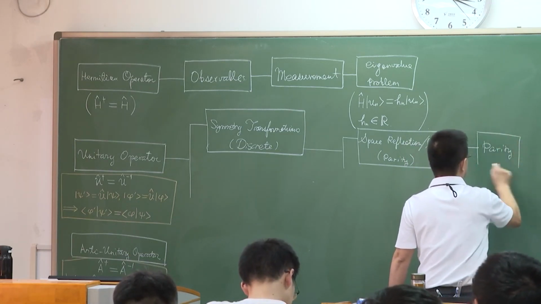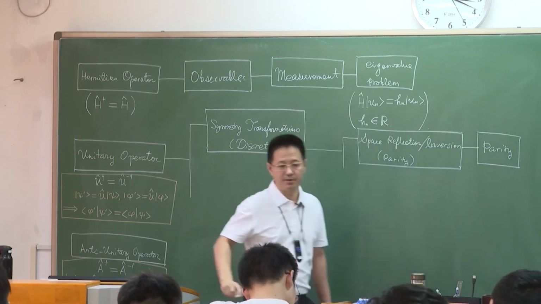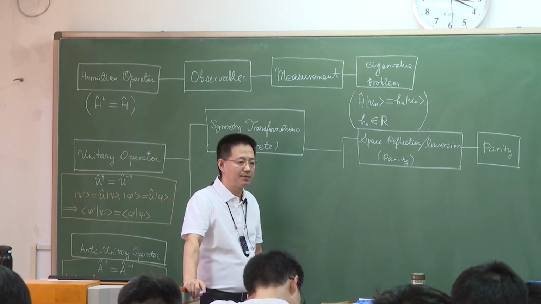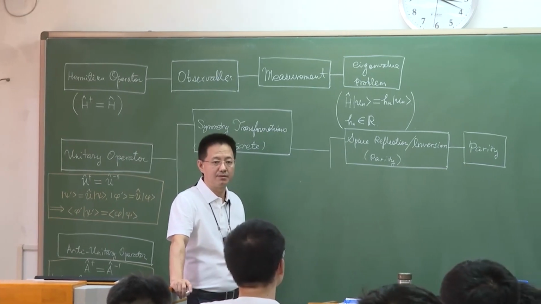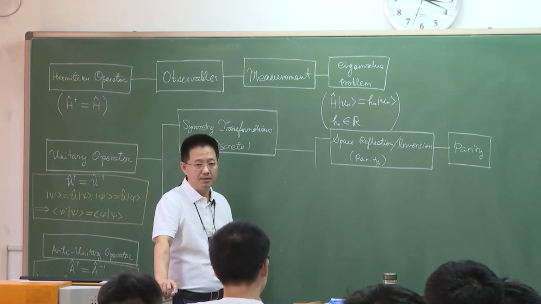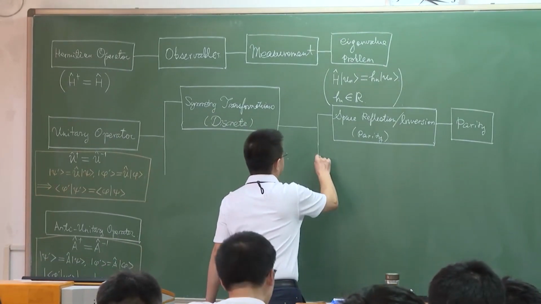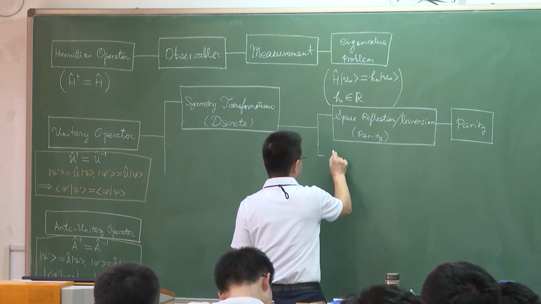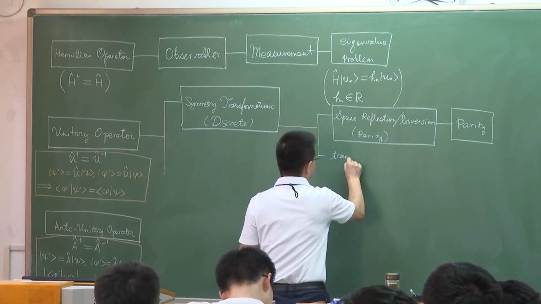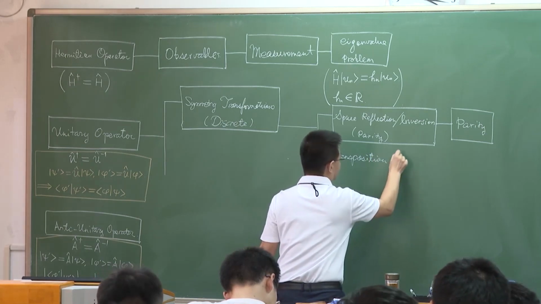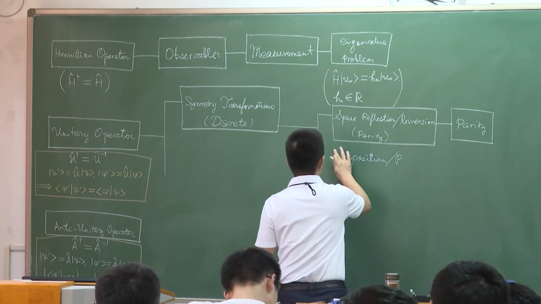Parity is a very, very special thing, and it is only valid in quantum mechanics. You cannot see the conservation of parity in classical mechanics. And also we have another thing, that is transposition and permutation.